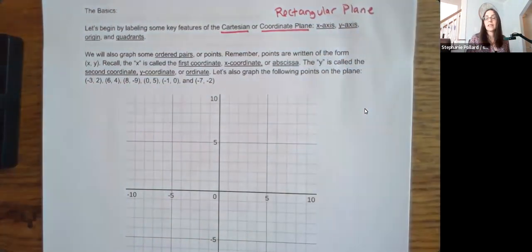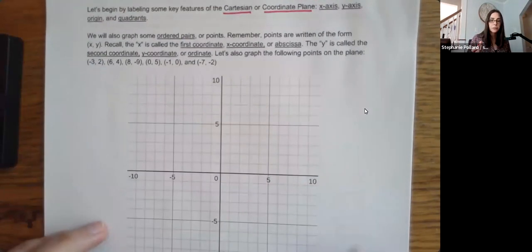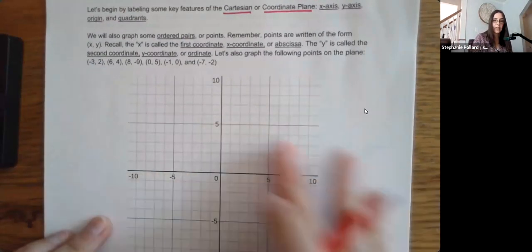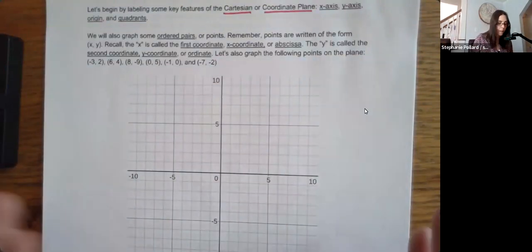Or we'll say sometimes the rectangular coordinate system. The word system is used a lot there as well. But it has some key features. So first, you do have a horizontal and a vertical axis. So you are in two dimensions here with graphing.